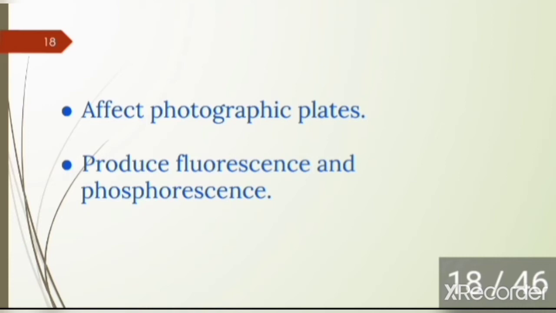Next is phosphorescence. Phosphorescence is a chemical property. It is the emission of light after a particular type of chemical reaction where the excess chemical energy is given off as light. So after a particular chemical reaction, if there is excess chemical energy, in certain reactions this excess chemical energy will be converted to light energy. This property or this phenomenon is known as phosphorescence. So alpha particles exhibit both fluorescence and phosphorescence.